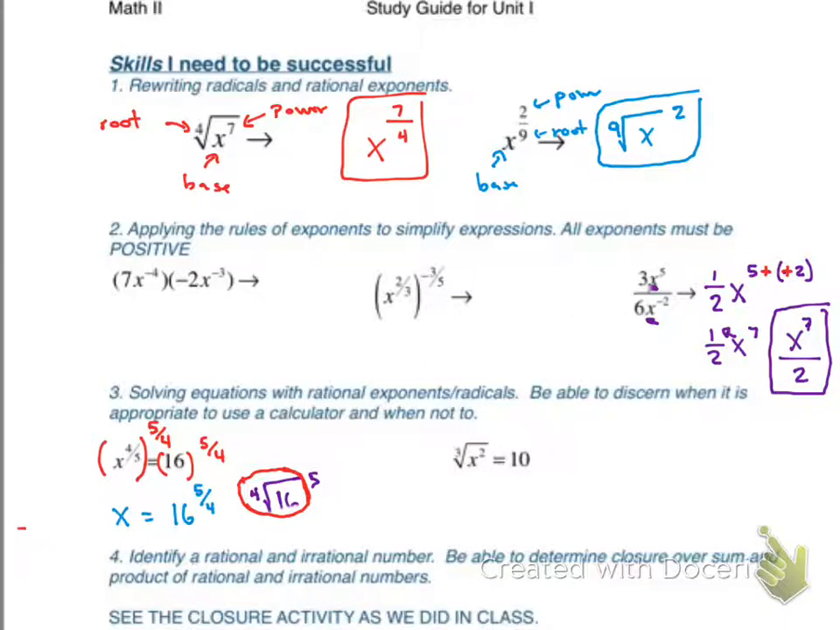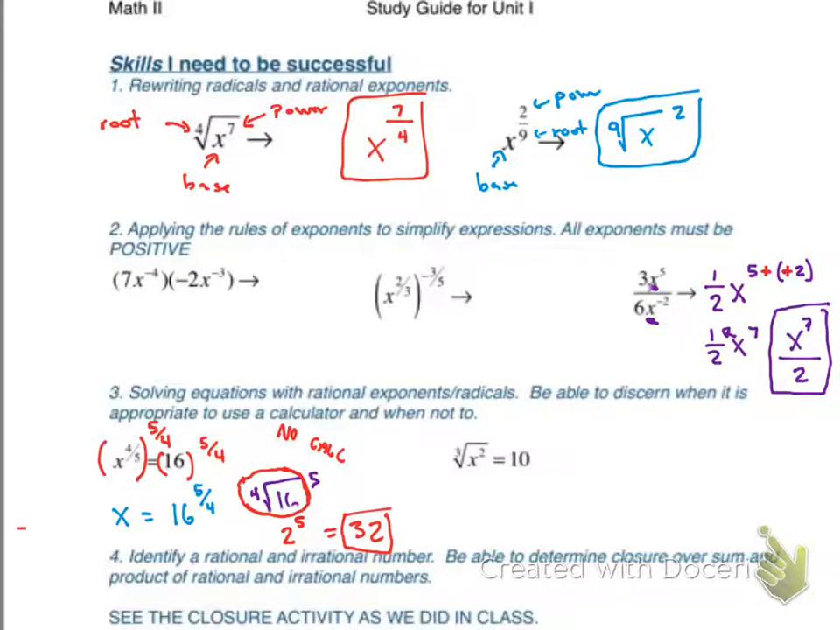So that simplifies to 2, and I still have that exponent just sitting there. I'm going to bring that down, 2 to the 5th power. So 2 to the 5th power is 2 times 2 times 2 times 2 times 2, which is 32, and that's my final answer. So for the one on the left side, you didn't need a calculator. It's not appropriate to use it there.